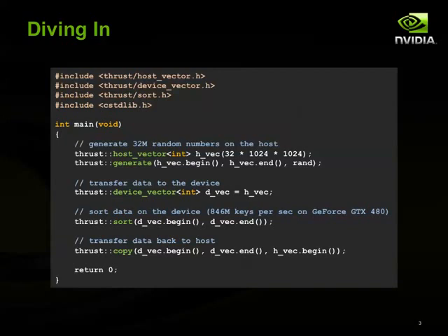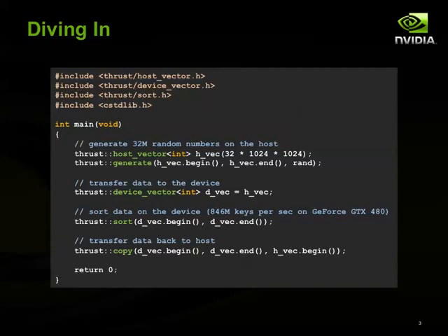Okay, so this is a complete program using Thrust. And so this is something that you would compile with nvcc as you've been doing before. And the way you get access to Thrust functionality is through header files. So everything in Thrust lives in a header file. There's nothing to link to. You just pull it in through that, and then you can use it within your code.